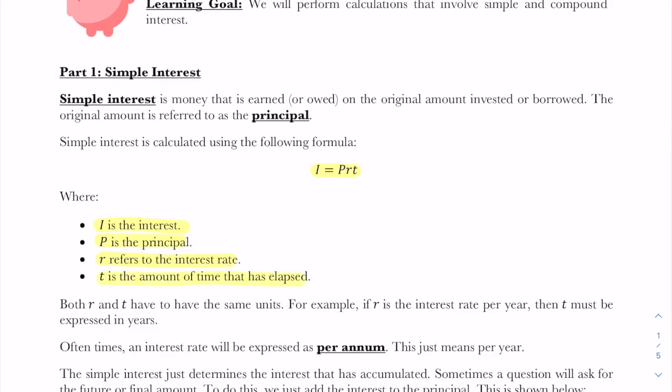One important thing, in order to use this formula correctly, both R and T have to have the same units. Oftentimes R is expressed as an annual interest rate, so T then must be expressed in years. You will often see annual interest rates expressed as per annum. This is just a phrase that means once per year.